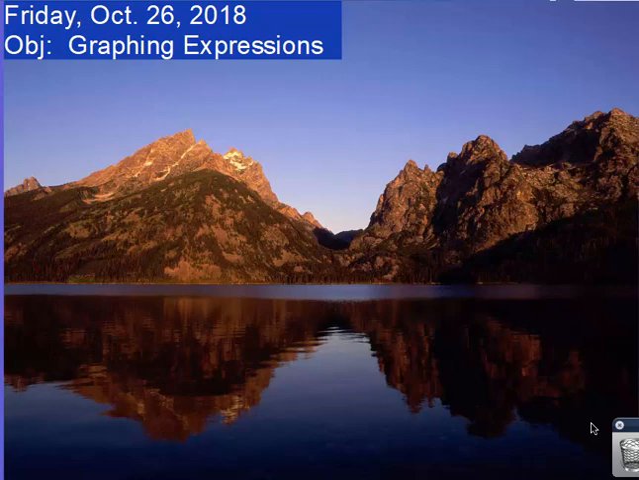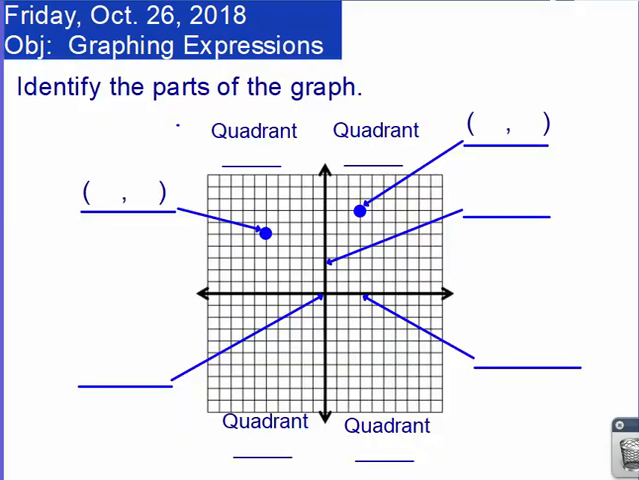Hello class, today we're going to talk about graphing expressions. So let's review a little bit about graphing real quick. We know that a coordinate grid is divided into 4 sections, and each of those sections is called a quadrant.